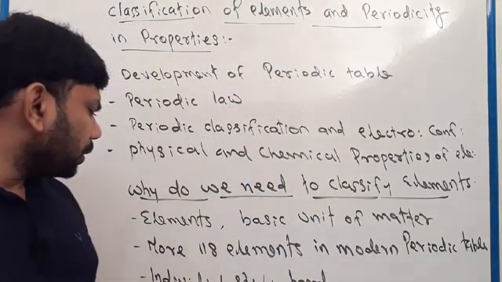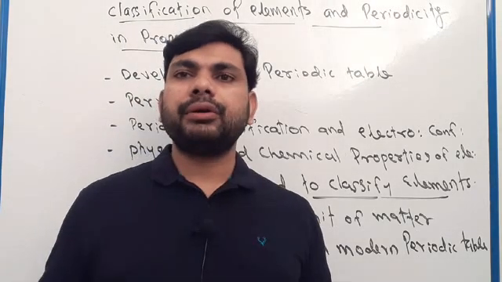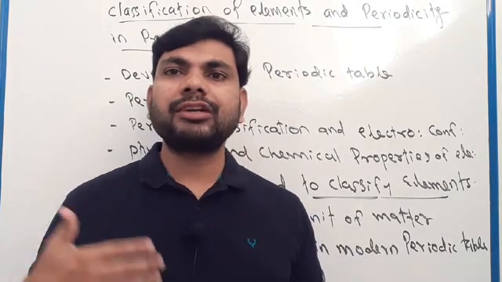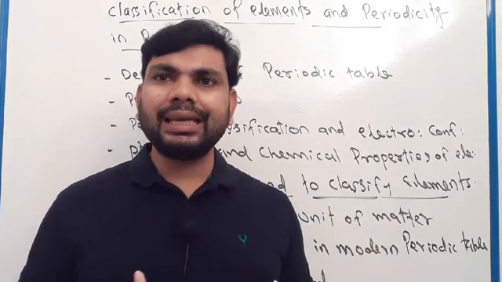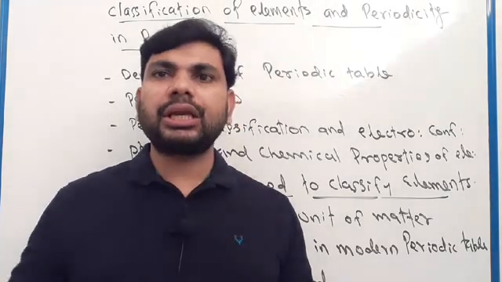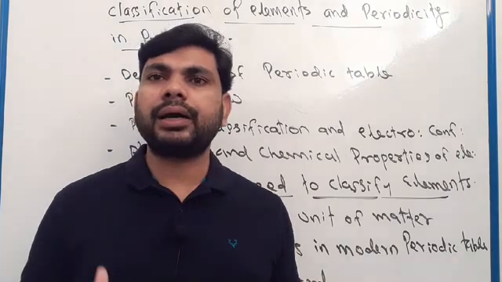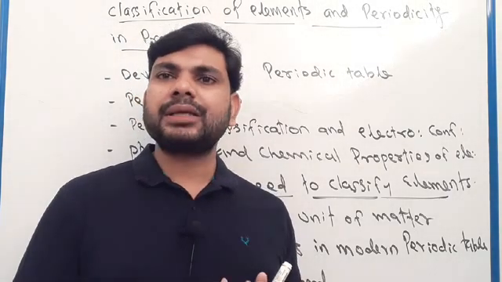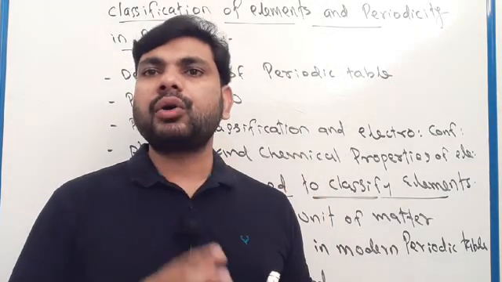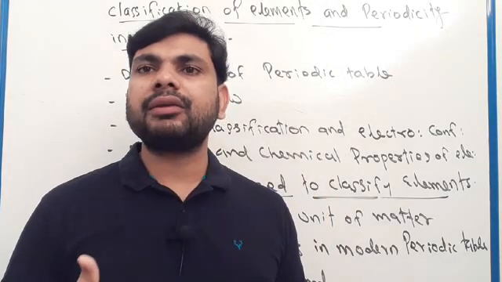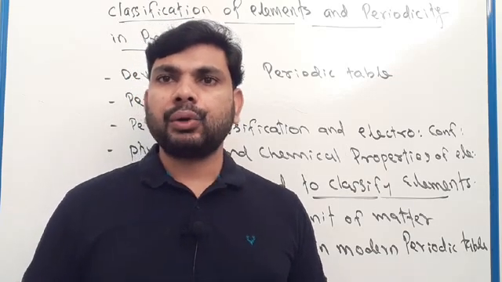Also, there are more than 118 elements in the modern periodic table, and it is hard to study the properties of individual elements. That's why we classify these elements according to their properties. We make them into groups according to their properties, and we can study their properties easily.